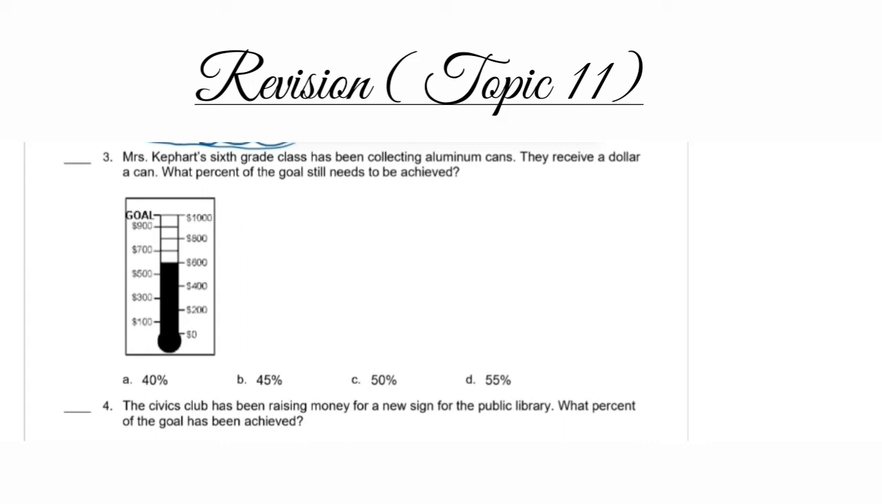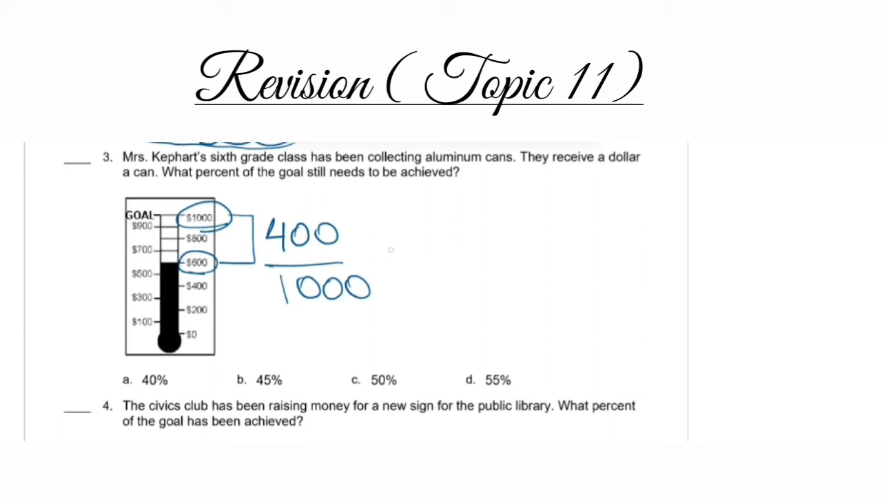In question number 3, Mrs. Kievert's 6th grade class has been collecting aluminum cans. They receive $1 a can. What percent of goal still needs to be achieved? As you can see here, the goal is 1,000 and what is achieved till now is $600. So the remaining is 400. And we need to find 400 out of 1,000 as a percent.